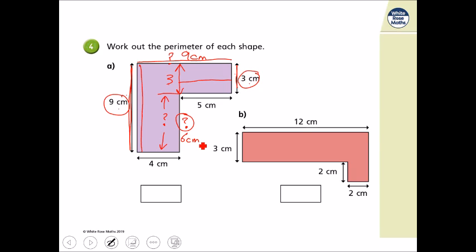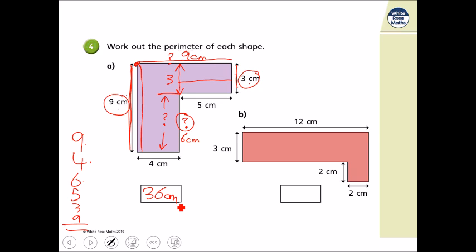Now we've got enough information to work out the perimeter of the whole shape. So let's start with the blob, and we've got 9 plus 4 plus 6 plus 5 plus 6 plus 5 plus 3 plus 9 plus 3 plus 9. So 9 add 4 is 13, add 6 is 19, add 5 is 24, 25, 26, 27, 36. So the answer is 36 centimeters.